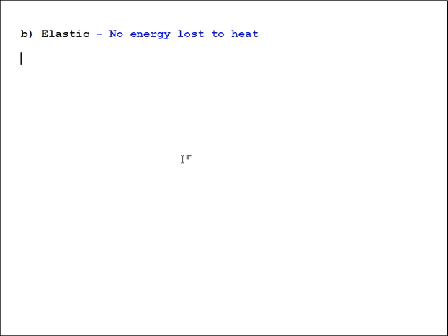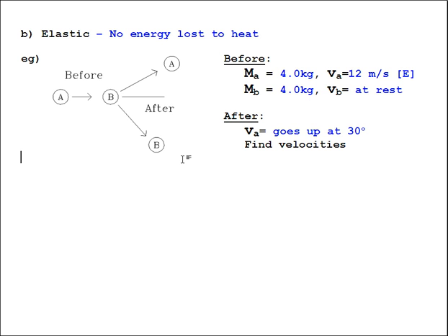What if it's an elastic story where no kinetic energy is lost to heat or sound? So I need to give you a little picture. Imagine this is kind of like a pool game, but with some very heavy objects here. They're both 4 kilograms. Turns out that's important. We are only going to be able to do this if the masses are the same. Ball A is coming in at 12 meters per second, and ball B is just waiting to have a collision happen, and then they scatter away.